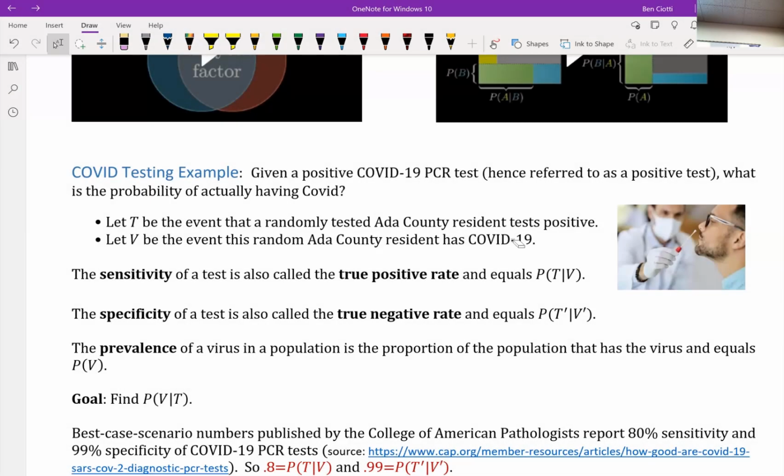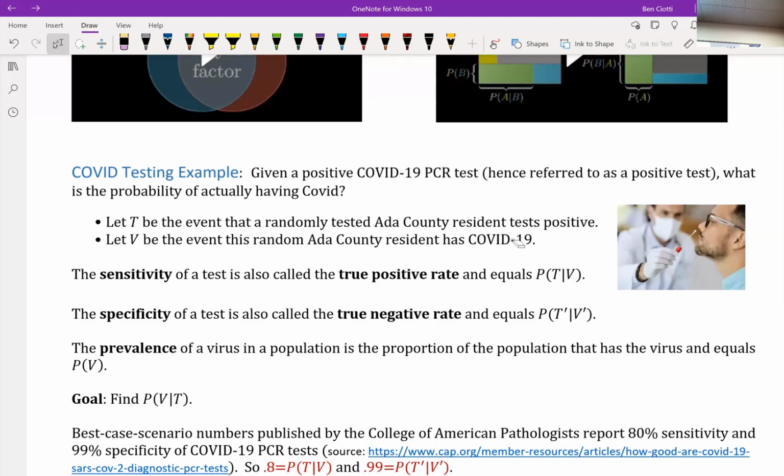Suppose you test positive for some virus. What's the probability that you have that virus? Now, you might think, well, I tested positive, I must have the virus, right? Not so fast. For one, testing protocols are not perfect.